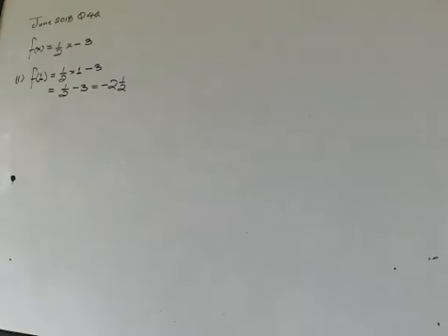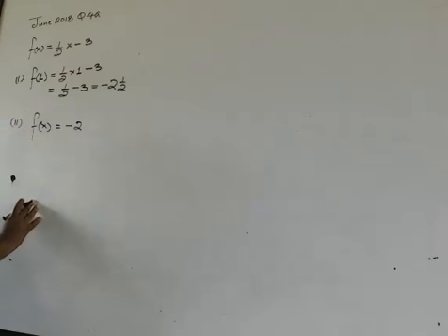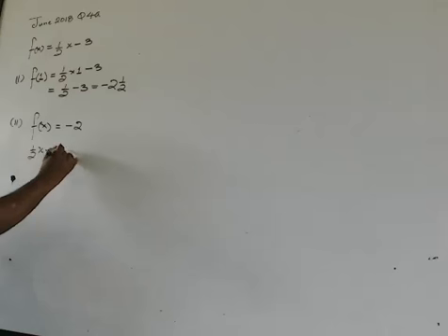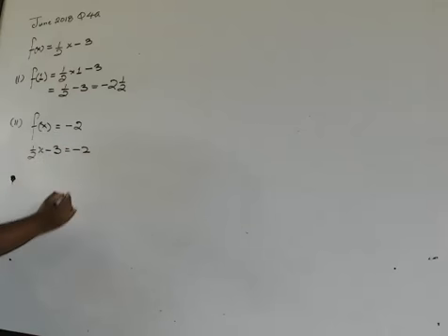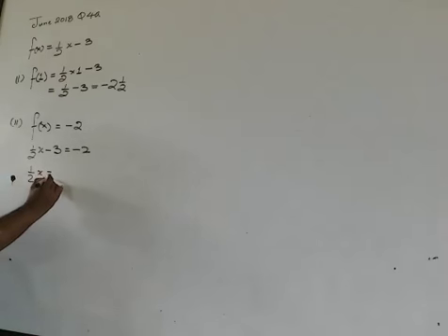Next, we're asked to find the value of x for which f of x is equal to minus 2. So we're told that f of x is equal to minus 2. But f of x is equal to what? A half x minus 3, and that is equal to minus 2. Negative 3 goes over and becomes what? So we have a half x is equal to minus 2 plus 3.